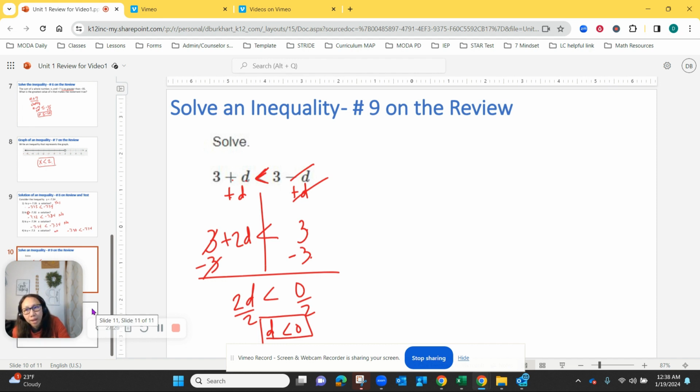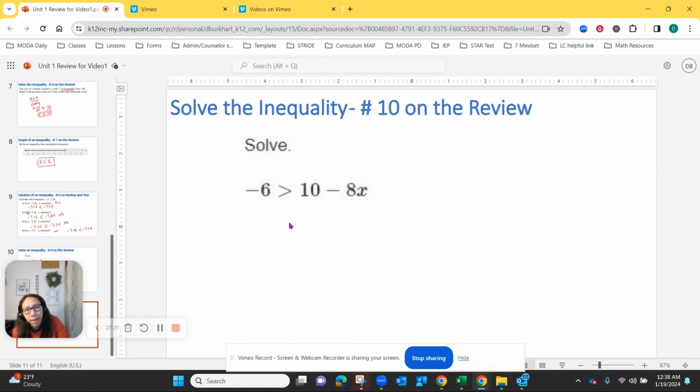Alright, we are now on the last one of the inequality. So what I'm going to do here, since there's only one variable on the right side and the left side doesn't have a variable, for now let's just keep that x on the right side, okay? So we're going to get rid of that positive 10. So I'll just put a line there because I wanted to make sure that's where my inequality is.